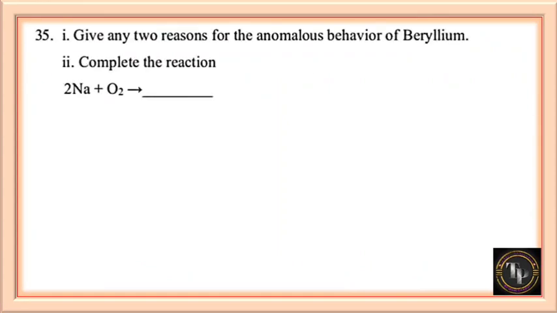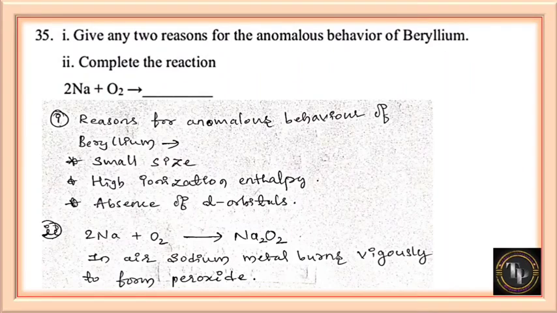Give any 2 reagents for anomalous behavior of beryllium. Complete the reaction. Beryllium is behaving differently as compared to other elements of the same group because of its small size, high ionization enthalpy and absence of d orbitals. These are the 3 main reasons for the anomalous behavior of beryllium.